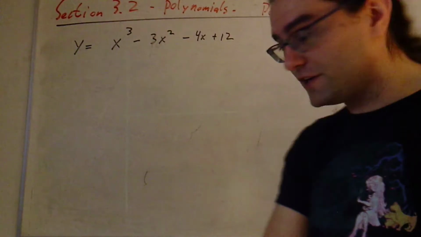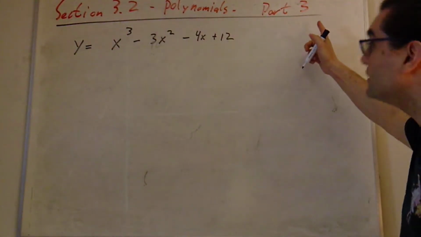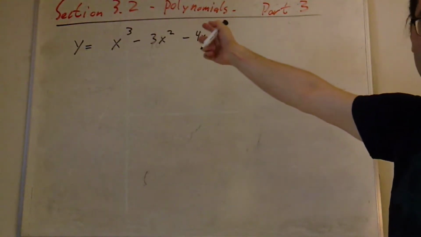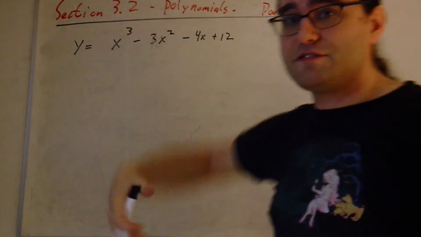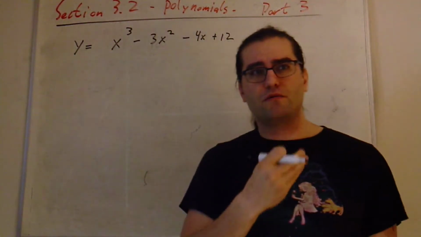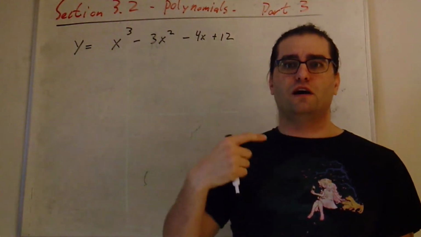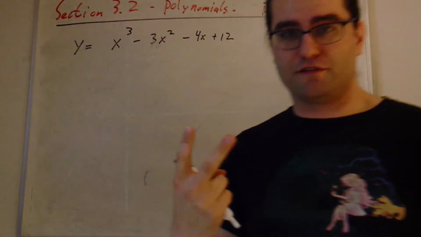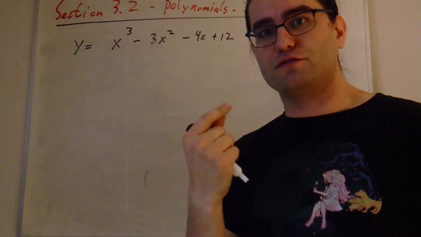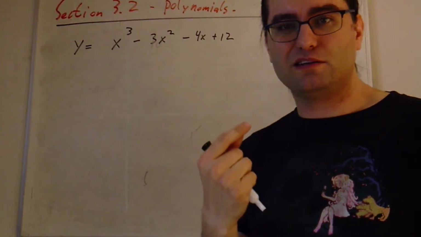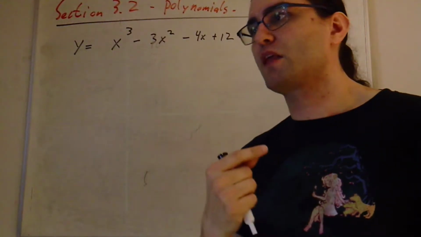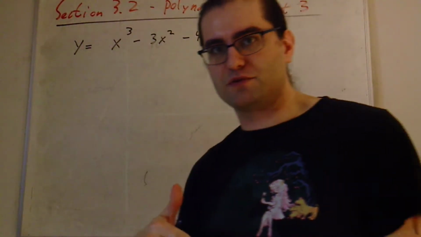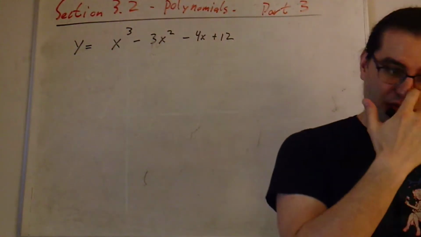This particular video is going to be part 3 of our section on polynomials, section 3.2. The last video covered the basics of what we need. The fact that we're looking for end behavior, we're looking for local behavior. End behavior is what happens when x is really big, what y looks like when x is big, and local behavior is your x and y intercepts, which happen when you set variables equal to 0.